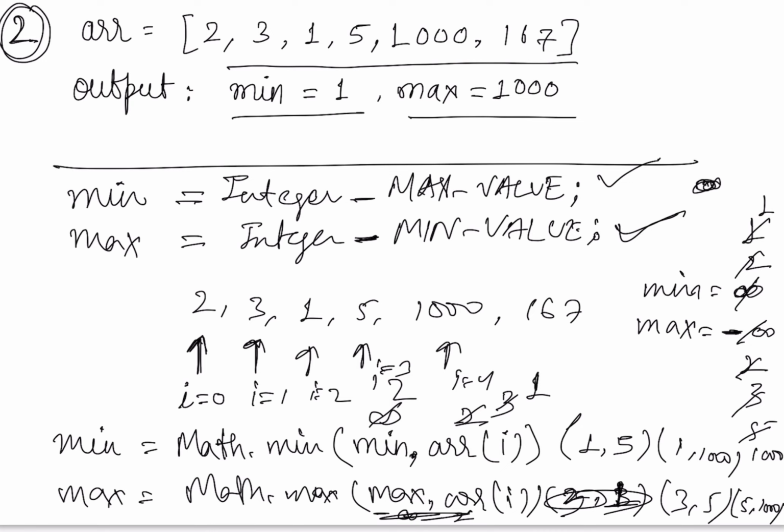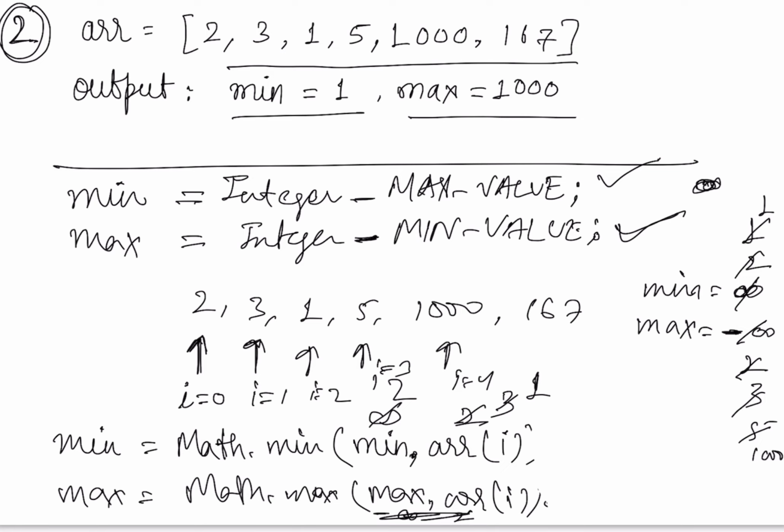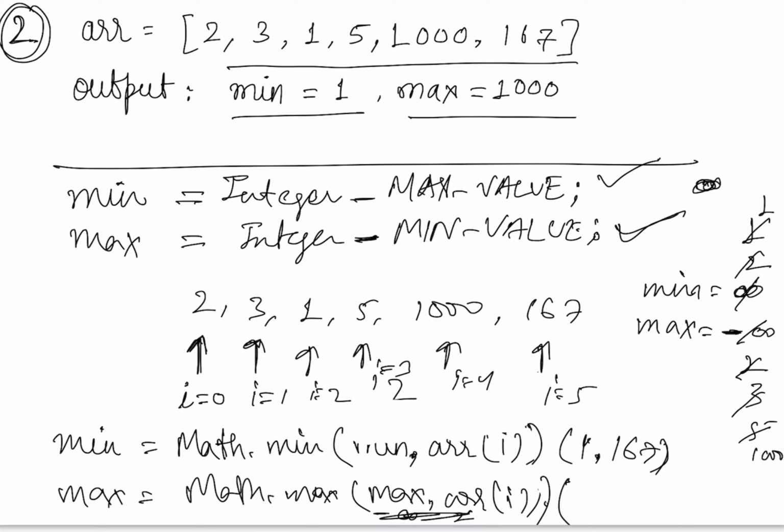Okay, let's clean up the space first. Now we are at index 5. The minimum value is 1 and the current value is 167. Which is minimum among 1 and 167? It is 1, so it is already there. Then for maximum, the current maximum is 1000 and the current value in the array is 167. Which is maximum between them? 1000 itself, which is already there.